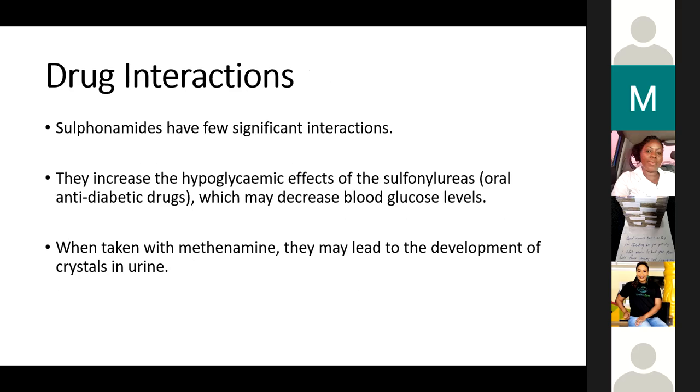It's very important to take note of the drug interactions. They increase the hypoglycemic effect of sulfonylurea. So this means that if the patient is diabetic and is taking something like Daonil, taking that in addition to the sulfonamide can lead to low blood glucose level. And this can actually lead to hypoglycemia in the patient. So it's very important to take note.